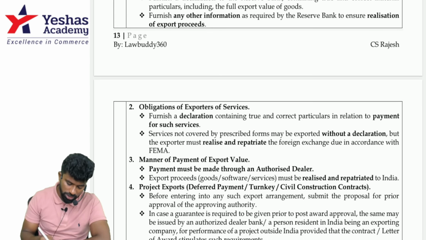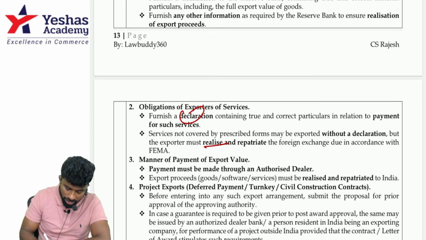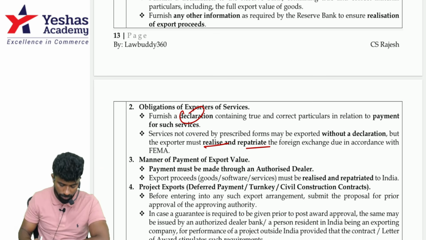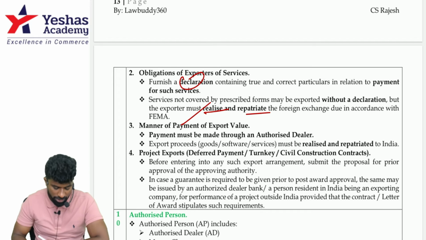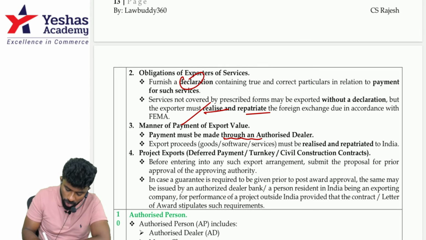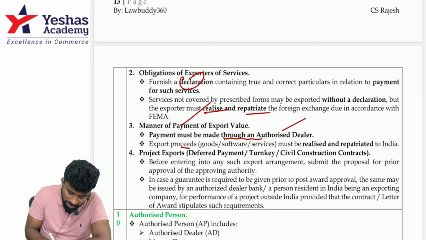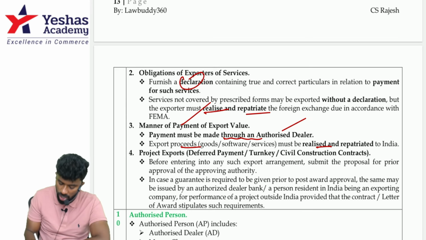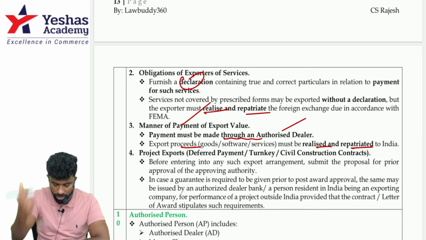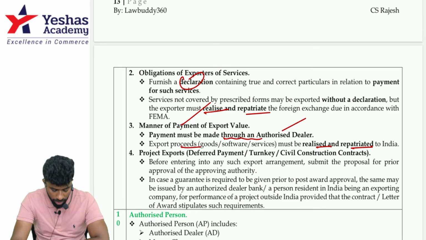Obligation of the exporters: they should furnish the declarations. They should also realize and repatriate foreign exchange to India. Manner of payment of export value: payment must be made through which dealer? Authorized dealer. Export proceeds must be realized and repatriated to where? India. Next one, project exports.